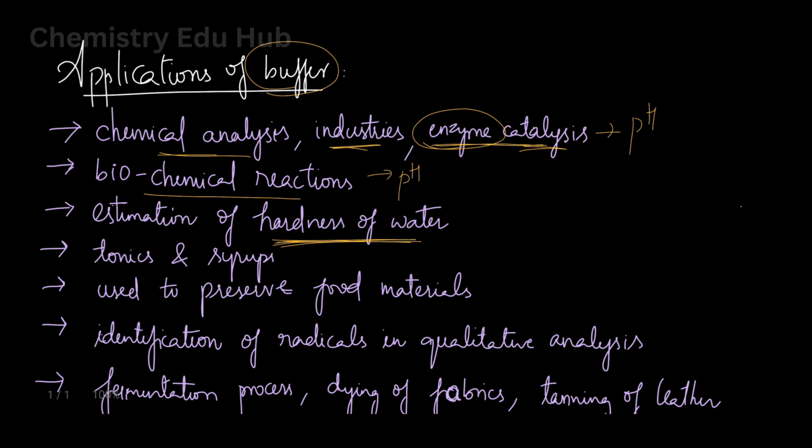When you want to check the hardness of water, you can use a particular buffer like EDTA. Ammonium buffer can be used. By using the EDTA method, we can find out the hardness of water. And buffer is mainly used in tonics and syrups in order to maintain the pH value constant, because if the pH changes, the tonics and syrups might change their taste and configuration. So for maintaining the pH, buffer is added.